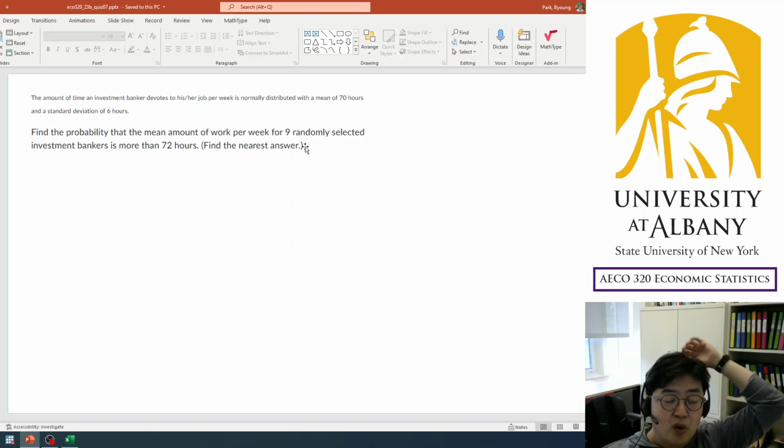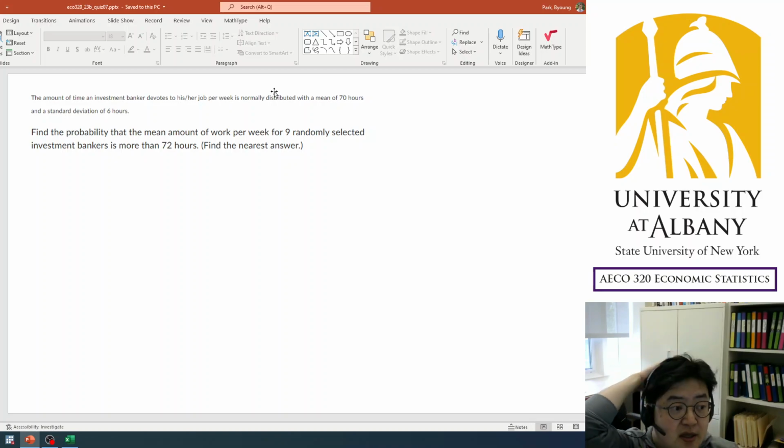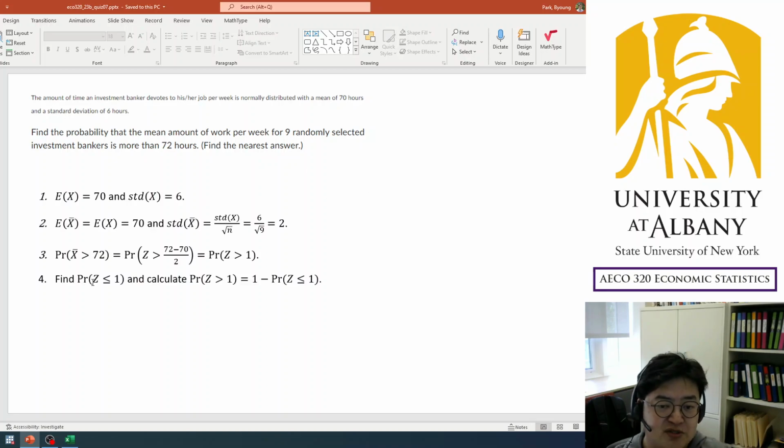But the problem is 9 is not a large number. With the central limit theorem, the approximation will be very inaccurate with a sample size of 9. But fortunately, we have this additional information: normal distribution. If the original underlying distribution is normal, then without the central limit theorem, the average will already be normally distributed. So we have the same result. Our sample average is normally distributed because the distribution for a single outcome is also normal, right? So understand, now I'm not using the central limit theorem, but the normal distribution assumption here. Still, we are doing the same thing. We are going through these four steps as before.